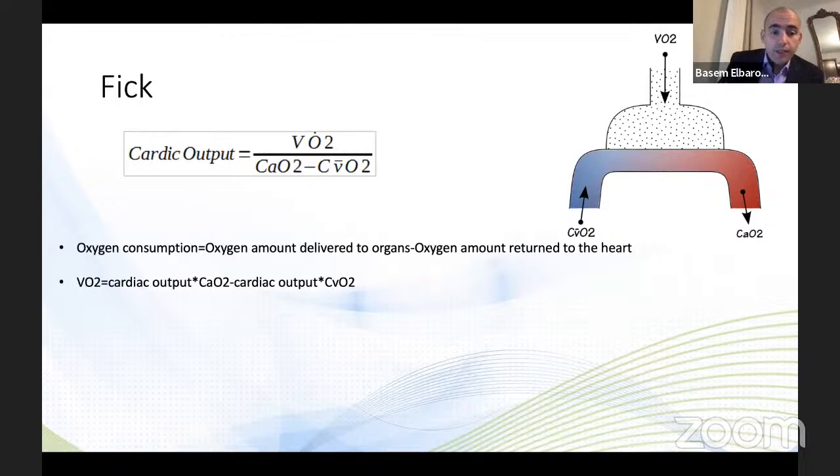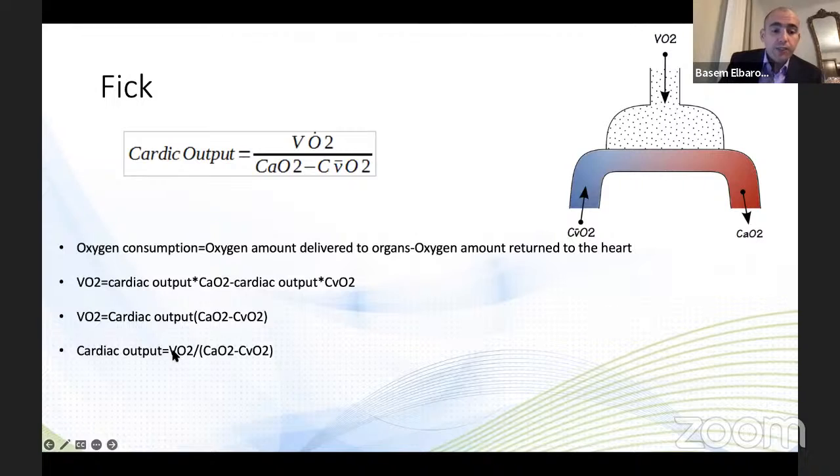All right? Sounds good so far? So VO2 is equivalent to the cardiac output multiplied by the oxygen content in the arterial blood minus the oxygen content in the venous blood. Okay? That's just the math, the equations. So, rearranging, we can say that the cardiac output is equal to VO2, oxygen consumption, divided by the oxygen content in the arterial blood minus the oxygen content in the venous blood. Inshallah you're following me. So what is oxygen content?